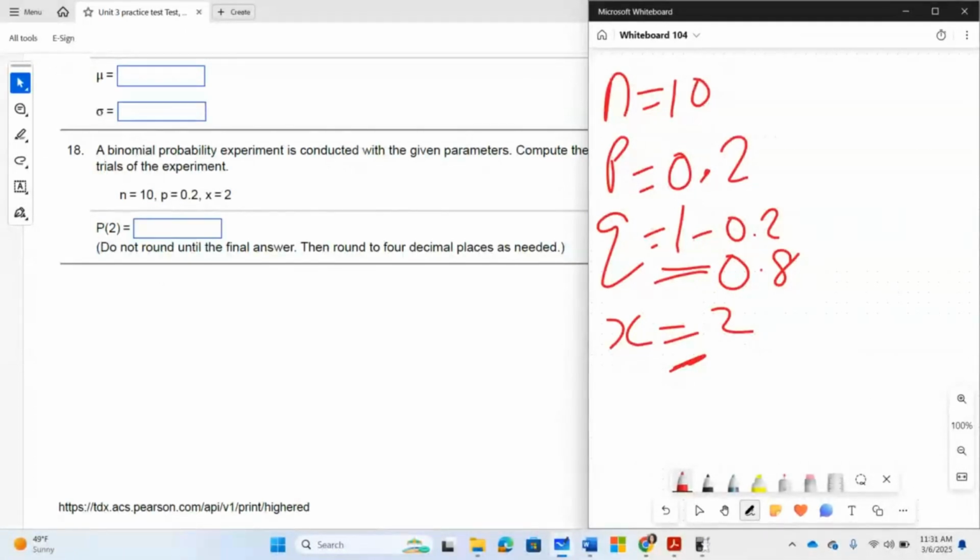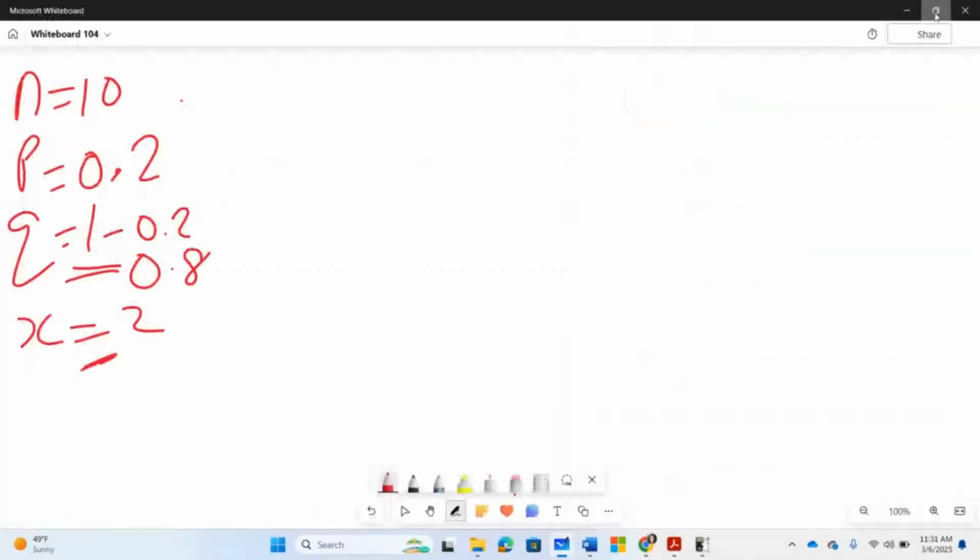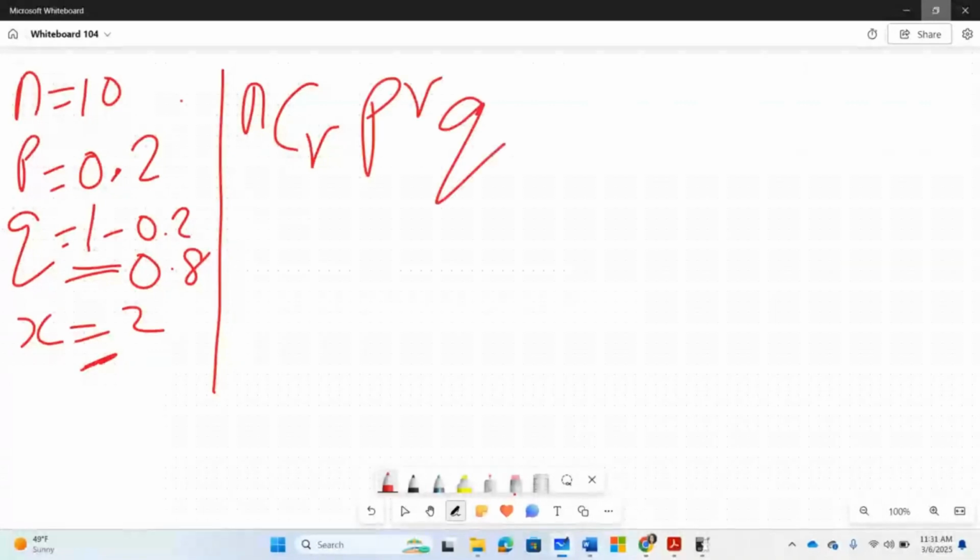But suppose I'm told to put this in the formula. I'm going to put it in the formula so we know that we can do it with the formula. So remember that the formula is n combination R, or X, success to power R, and failure to power n minus R. If I use the formula that I'm given, n is 10 combination R, and R is the number at a time.